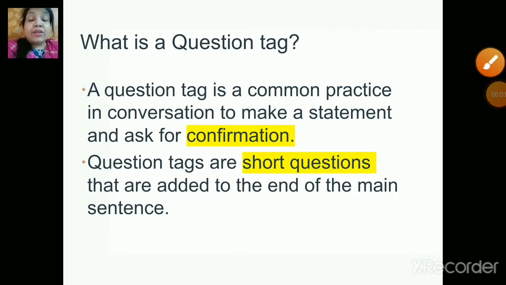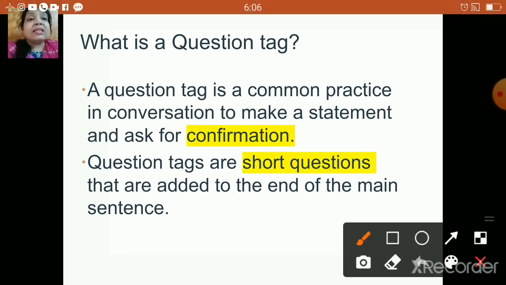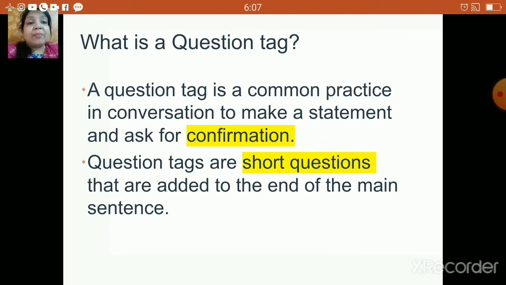So, yes, children, what is a question tag? It's very simple. A question tag is a common practice in conversation to make a statement and ask for confirmation. Yes, children, it's very important that we use the question tag to ask for confirmation. Question tags are also short questions that are added to the end of the main sentence. So, let us see how we do that.